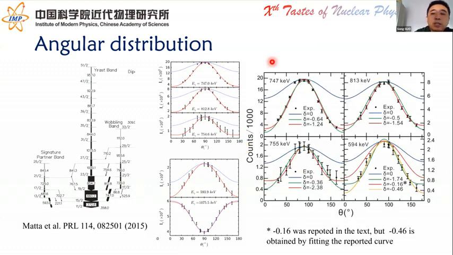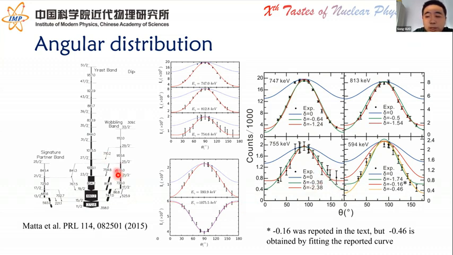In fact, we did such work on Pr-135. Besides the reported curves, we added an extra curve in each figure for comparison. As shown, the two curves are quite close and cannot be distinguished within the reported errors. Therefore, using the experimental results on angular distribution, it is impossible to exclude the other solution.